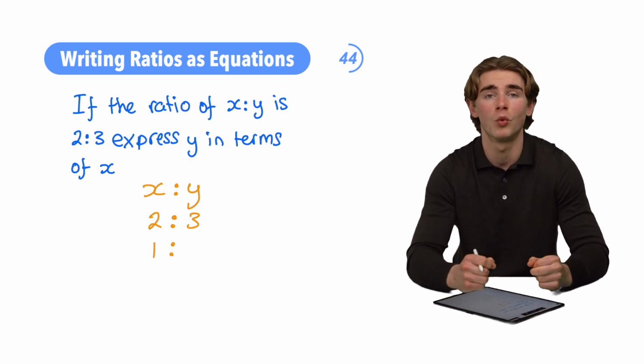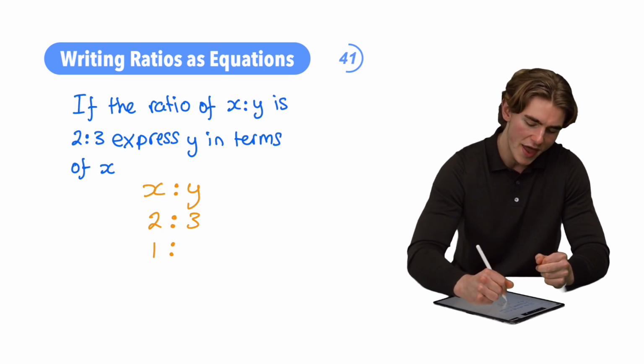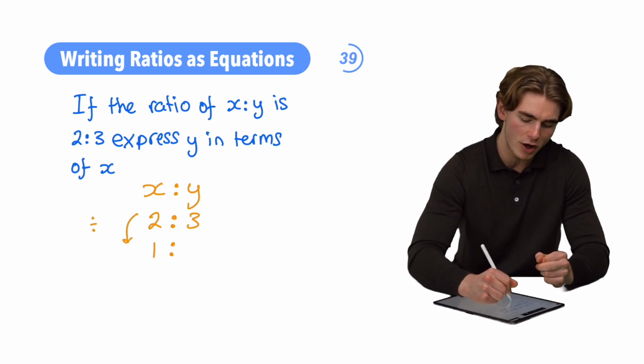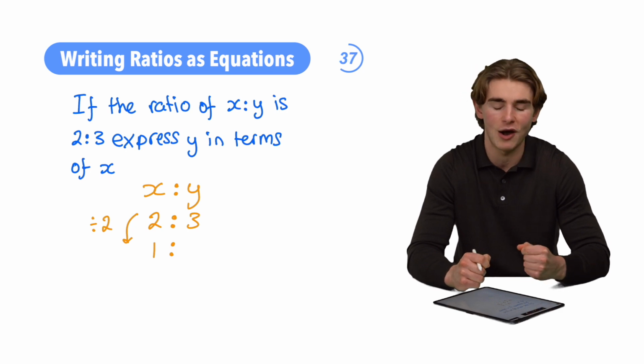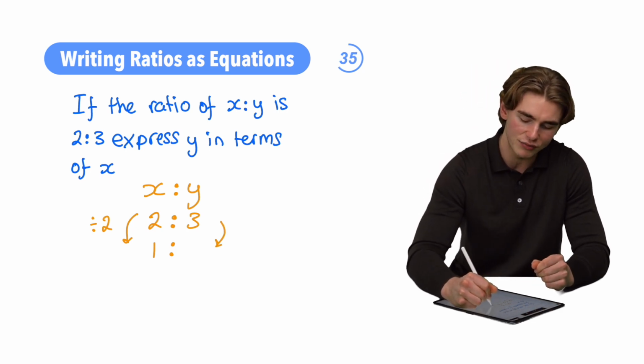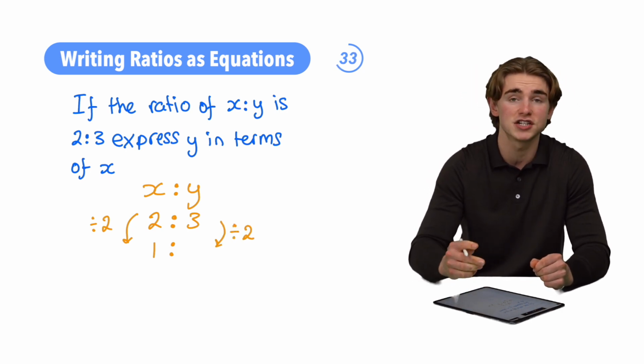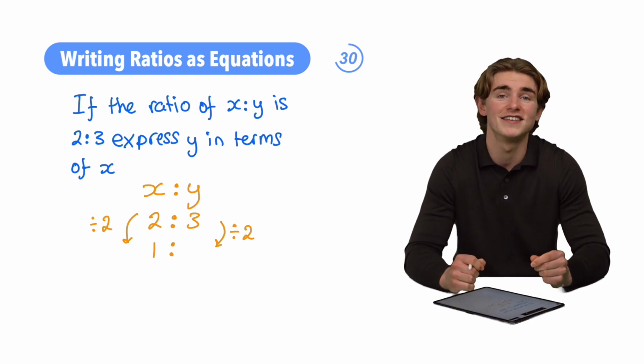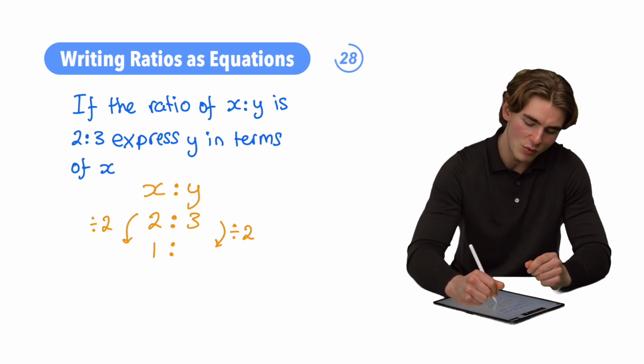How do we get from 2 to 1? We're going to divide it by 2. So if we're going to divide our x part by 2, we're also going to have to divide our y part by 2. So dividing 3 by 2, what are we going to get? We could write this as a fraction if we wanted to, or we could write it as a decimal. 3 divided by 2, that's going to be 1.5.